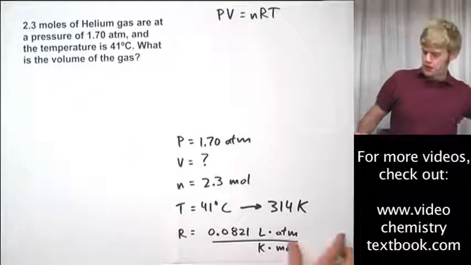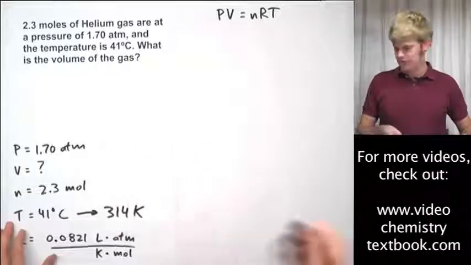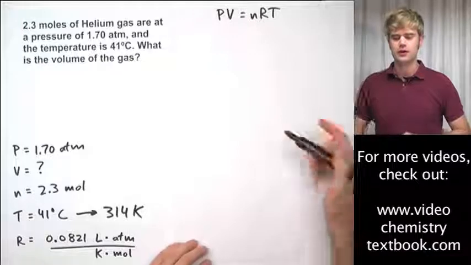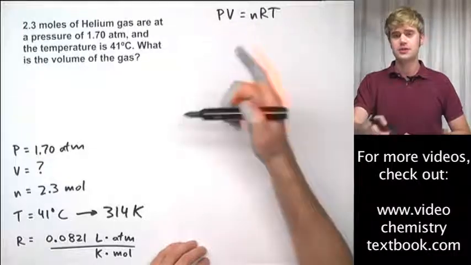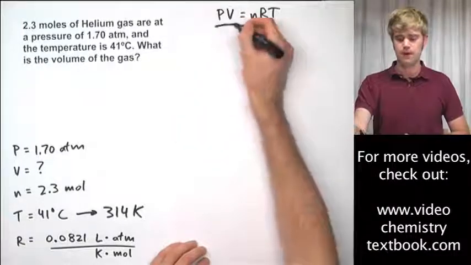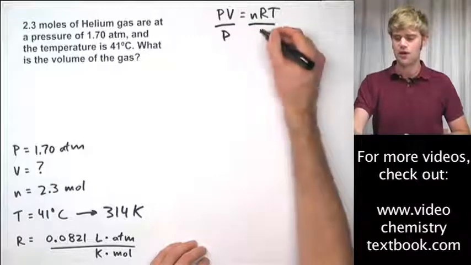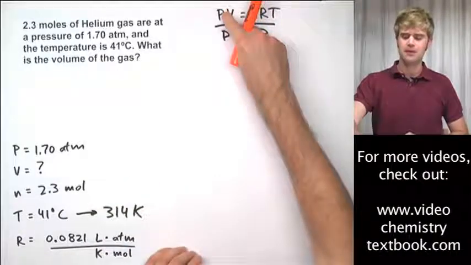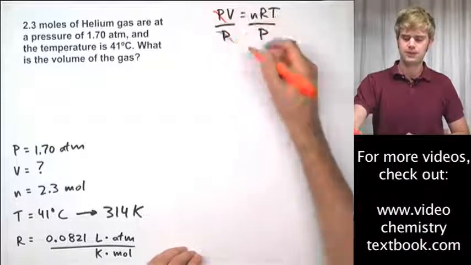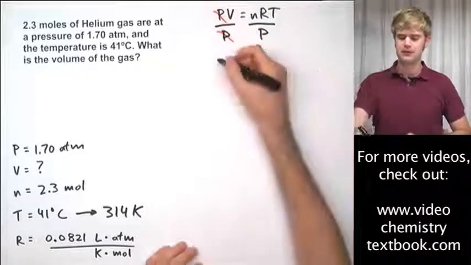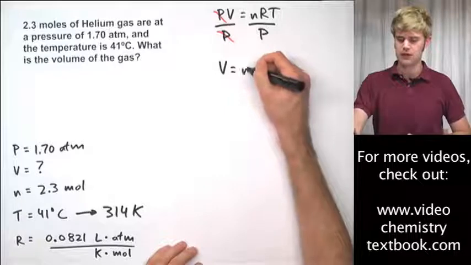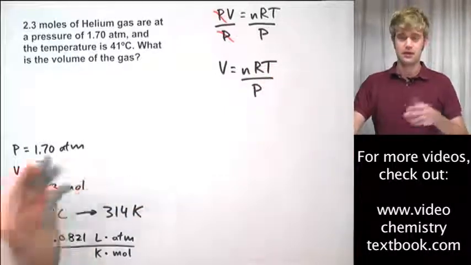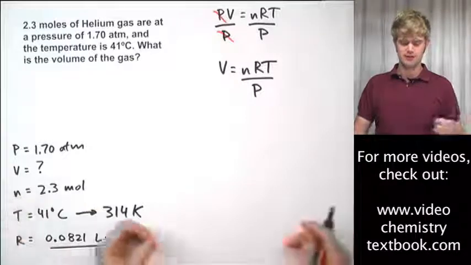All right. So we know we're solving for V. Let's go ahead now and rearrange the equation. We want V to be on one side all by itself, so all I've got to do is divide both sides by P. In that case, I have P up here and I have P down here, so they're just going to cancel out, and I'm going to be left with V equals nRT divided by P. There's the equation, all right?